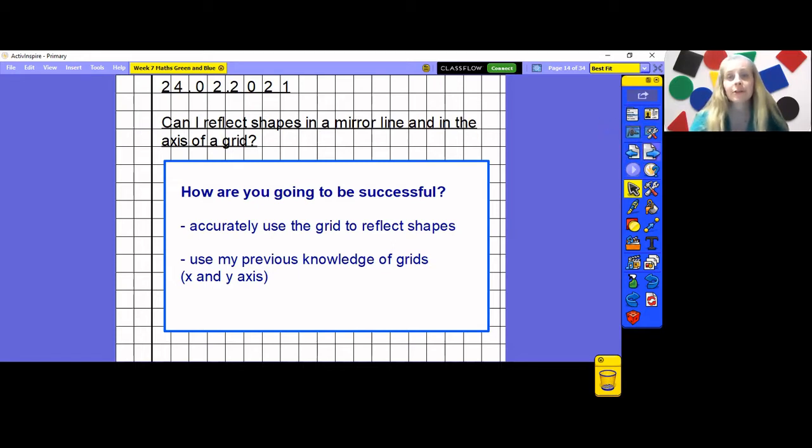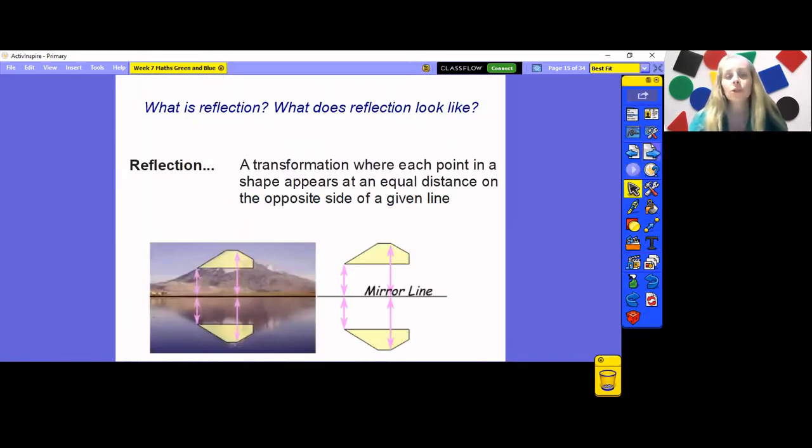Okay, so moving on, hopefully you've now completed your arithmetic practice and warmed yourself up, and we're going to be thinking about what is reflection and what does reflection look like. So the term reflection is a transformation where each point in the shape appears at an equal distance on the opposite side of a given line. You can see from these pictures here below how we talk about the reflection in water when we're talking about perhaps an image of a scene. You can often see pictures where you've got the real life image and the reflected image in the water, and that helps to show this idea of reflection in shapes. You've got the peak of the mountain here and it reflected in the water below.